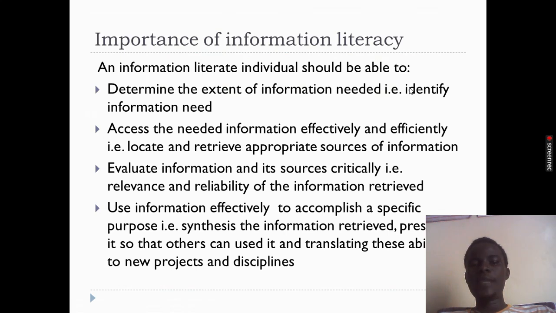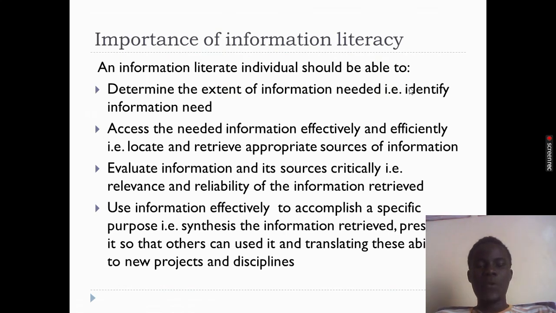The second skill that you will acquire is to access the needed information effectively and efficiently. How will you do this? You will do this by locating reliable sources, and retrieving the appropriate information from those sources. That is the skill that you need, to know how to access a reliable source. This is very important.